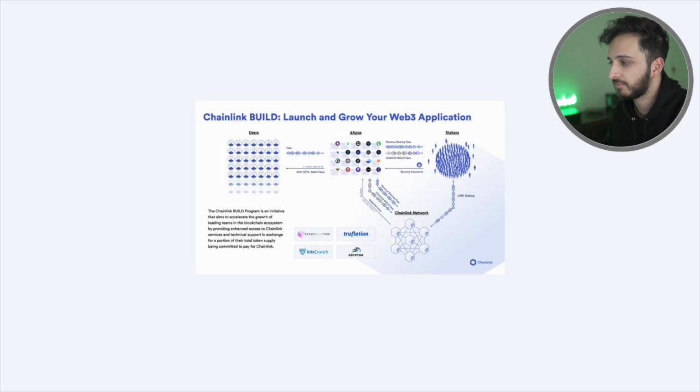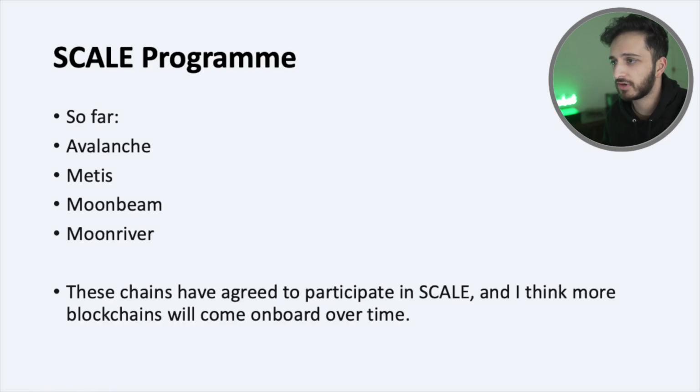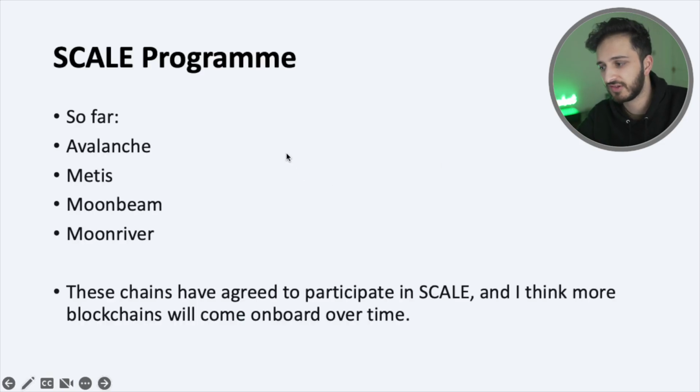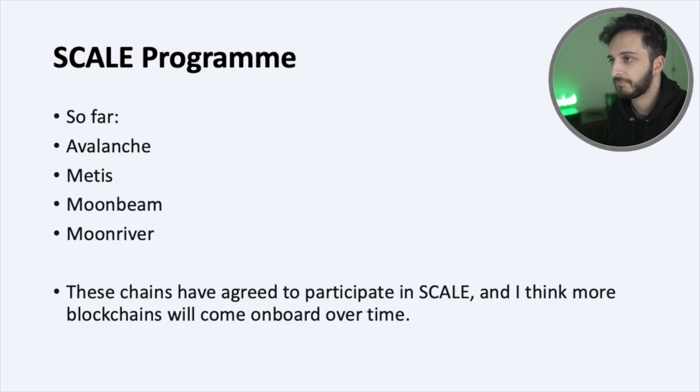Really interesting, and I think a really big thing as well. So yeah, just the same picture as before, really. These DeFi apps are going to give some of their tokens to these Link stakers, essentially. The Scale program, as I mentioned, we've got these different blockchains that are going to help to support these Chainlink nodes. So we've got Avalanche, and some of these layer 2s like Metis, Moonbeam and Moonriver, and these chains have agreed to participate in the Scale program. So they will cover some of those gas fees for these Chainlink nodes, and in return they'll get some more advanced feeds from these Chainlink oracles.